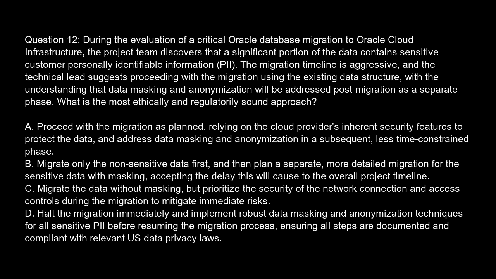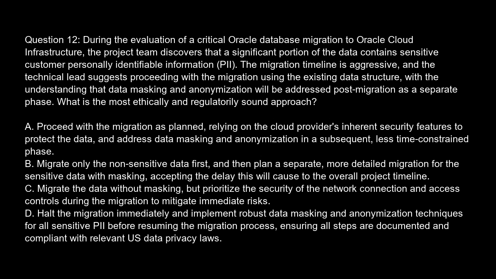Question 12. During the evaluation of a critical Oracle database migration to Oracle Cloud Infrastructure, the project team discovers that a significant portion of the data contains sensitive customer personally identifiable information, PII. The migration timeline is aggressive, and the technical lead suggests proceeding with the migration using the existing data structure, with the understanding that data masking and anonymization will be addressed post-migration as a separate phase. What is the most ethically and regulatorily sound approach?